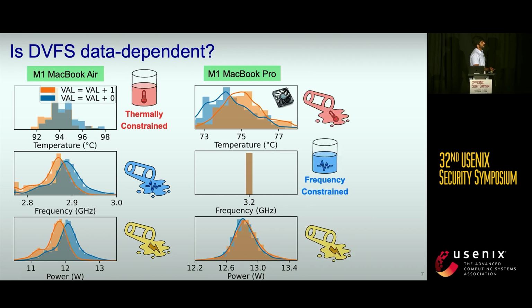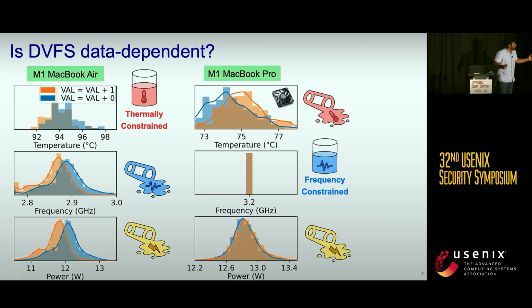Similarly, we classify M1 MacBook Pro as being frequency constrained, which means that the frequency remains constant, but the temperature and power leak information about the data being processed. This is the three-way trade-off that I was talking about before.